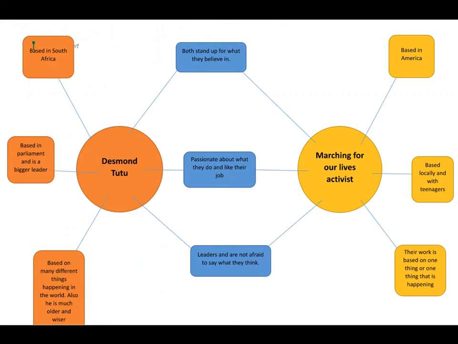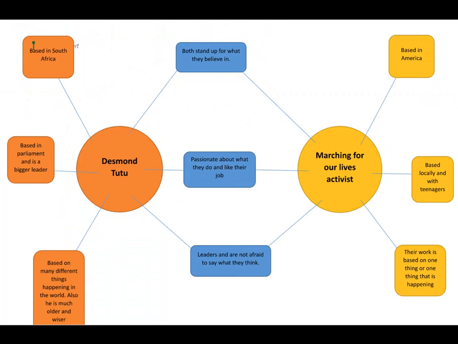But here's another example in which a student was comparing Desmond Tutu and a Marching for Our Lives activist. I'm not entirely sure what the task was anymore, I'm afraid. I think it was in our thinking skills lessons. But in this document, you can quite clearly see what the student was doing.